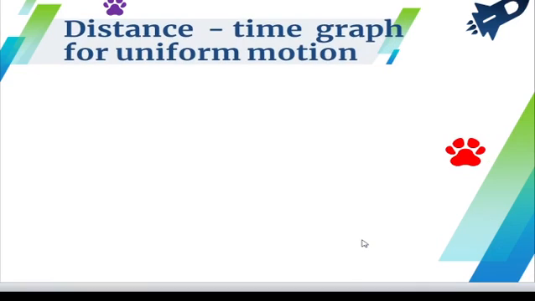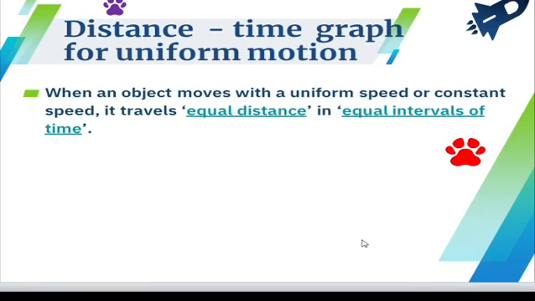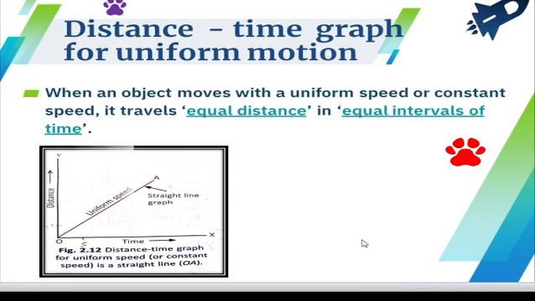Okay, and now a distance-time graph for uniform motion. It is very easy. From the graph we will understand, when we see the motion of an object, what kind of motion it is.